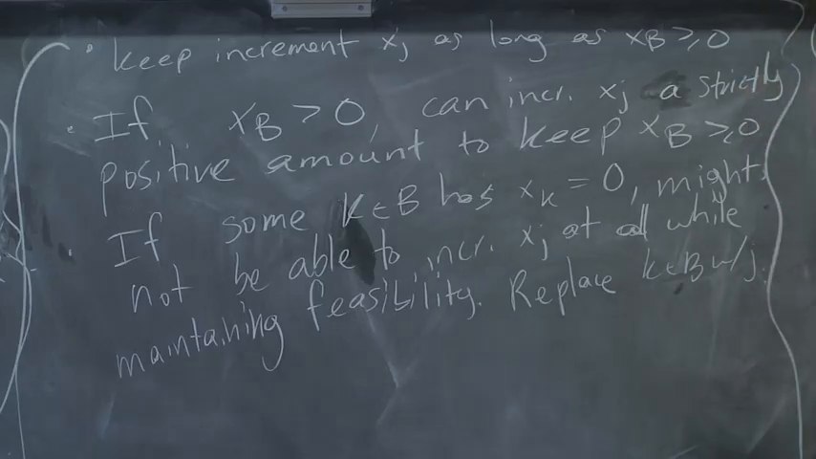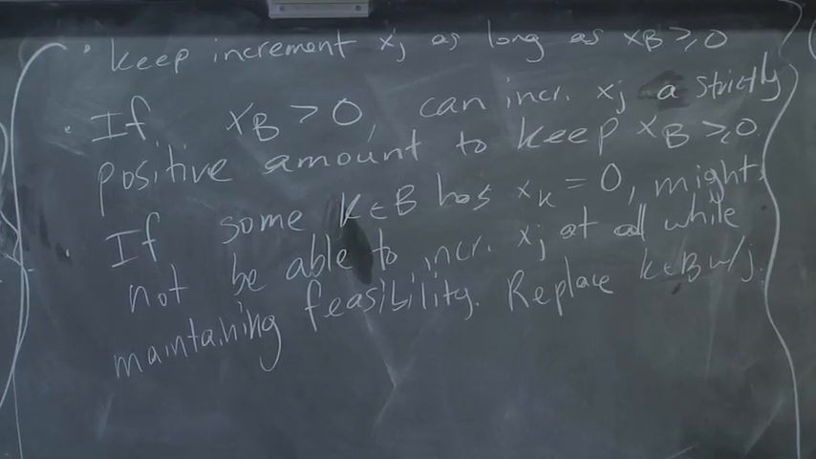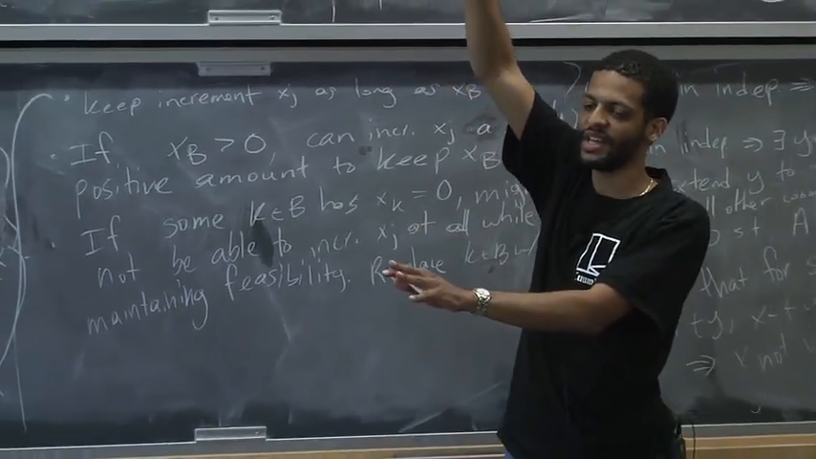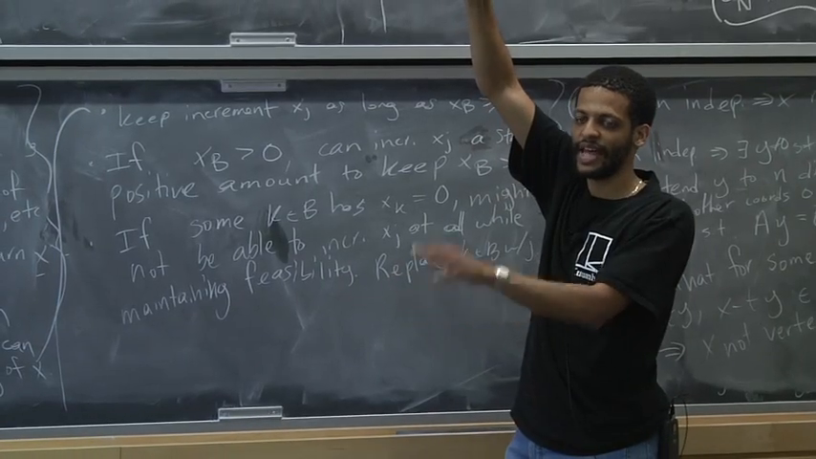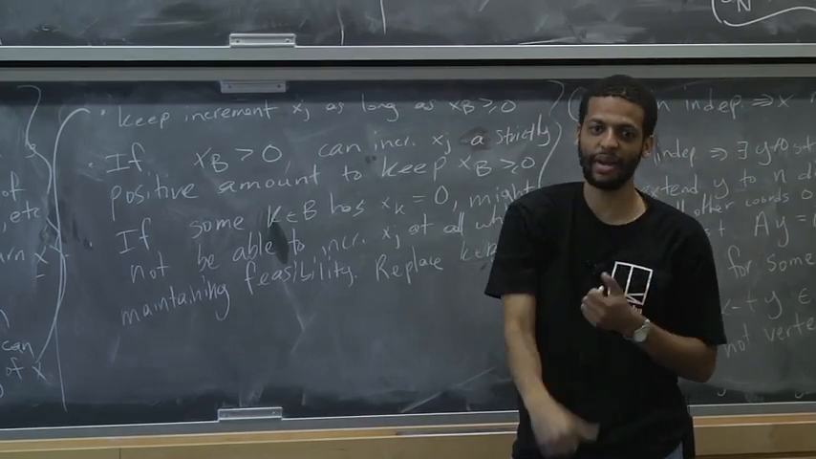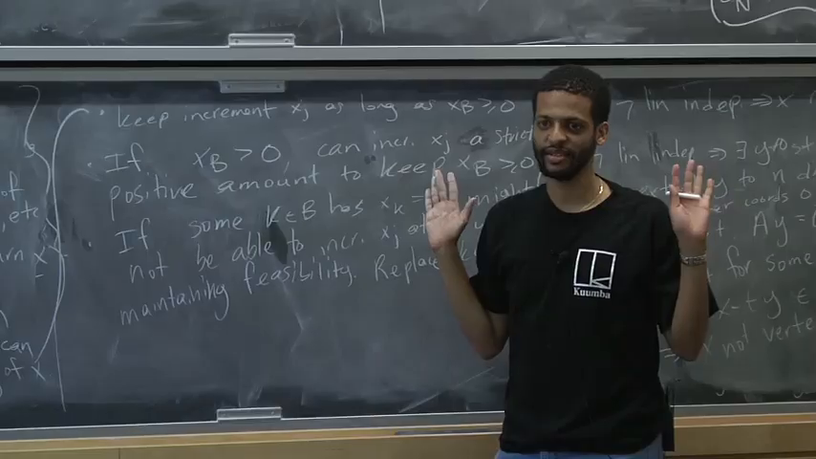But when I say replace one thing in B with another thing, I'm basically saying change your vertex, right? Because vertices are in correspondence with bases. Same thing here. When I increment j, and then eventually something in xb becomes 0, that thing that became 0 gets kicked out of the basis, and then j gets put into the basis. I'm now at a new vertex. Okay?